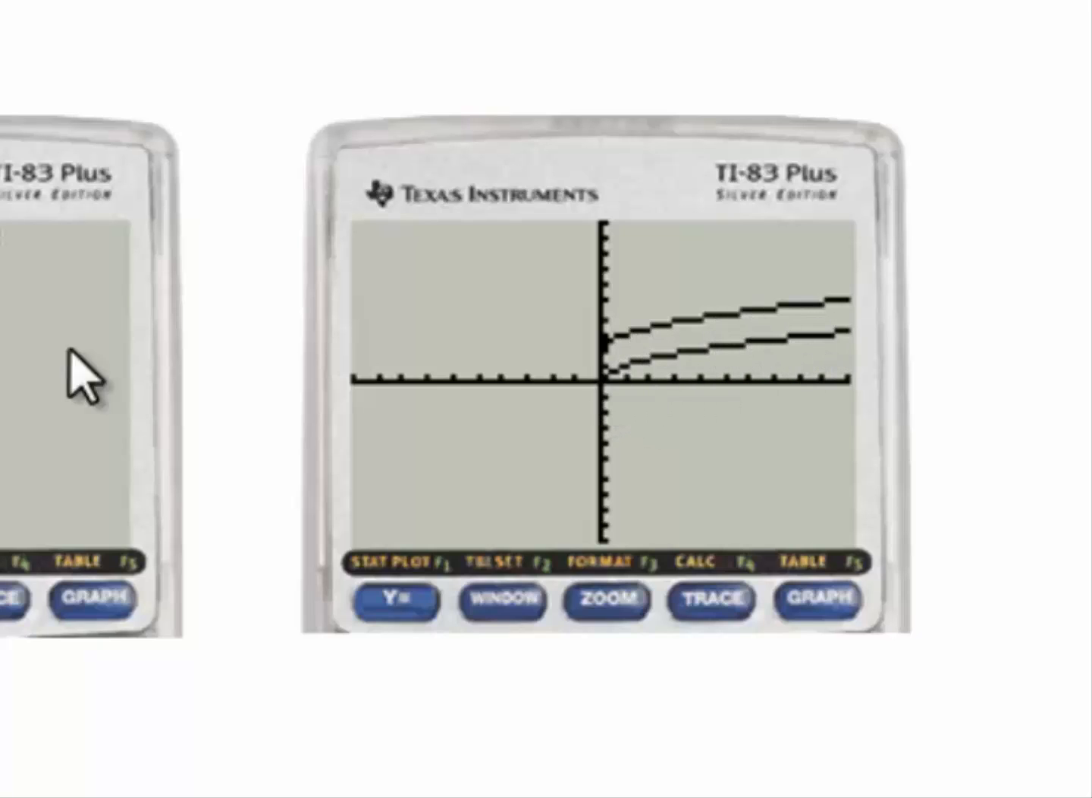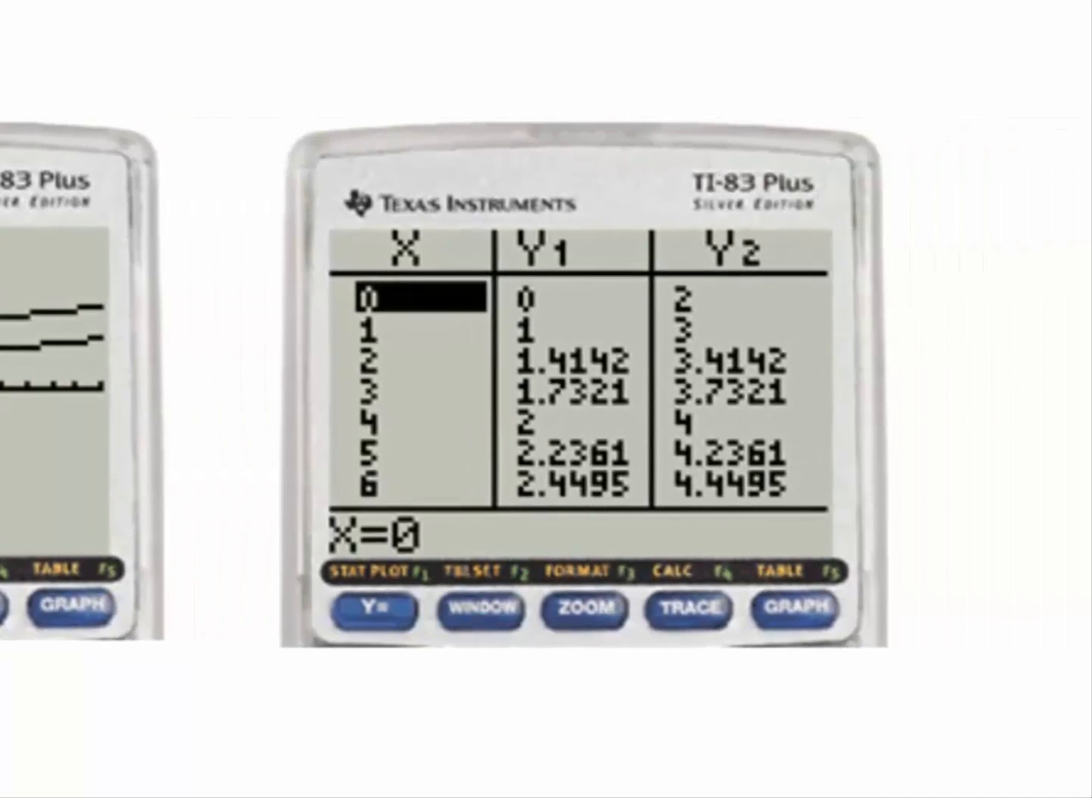So we see that if we add 2 to the outside of the square root function, it shifts the graph up 2 units. Now sometimes this is hard to see on the viewing window, so if we look at the table of values, y1 is square root of x, y2 is square root of x, and then you add 2. So if we look at the values between y1 and y2, we simply add 2 to y1 and we get y2. So what happens if we take the square root of x and then we subtract 3?